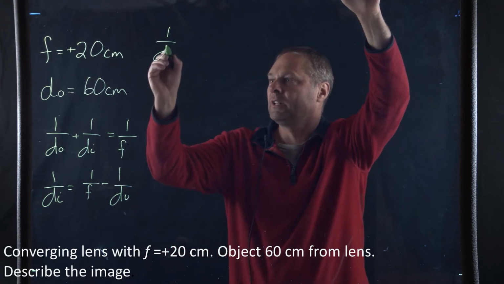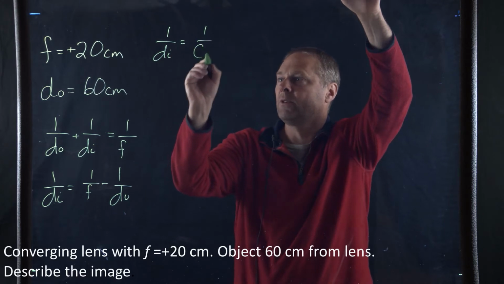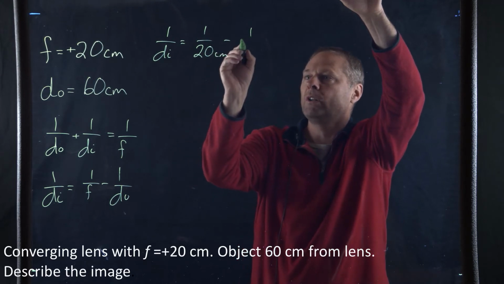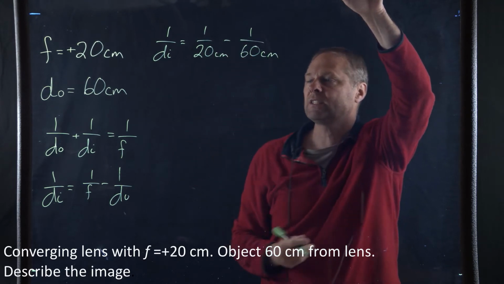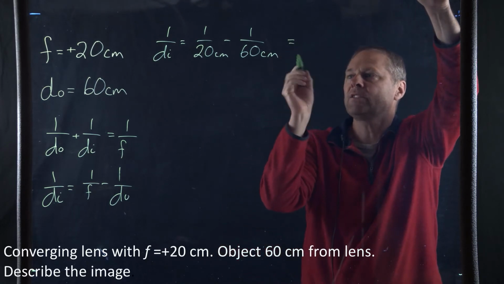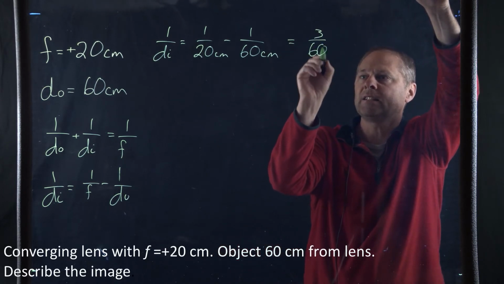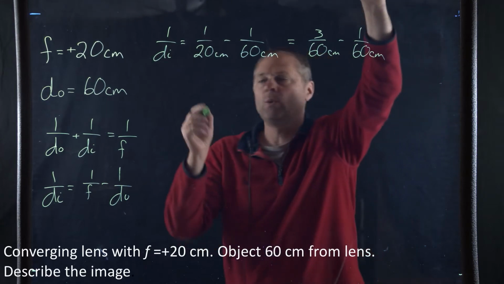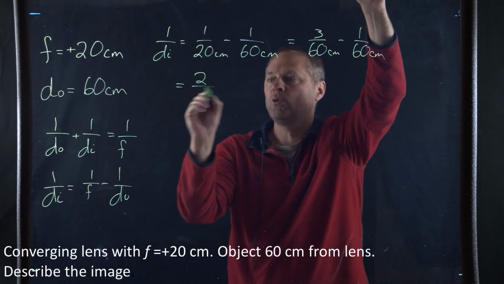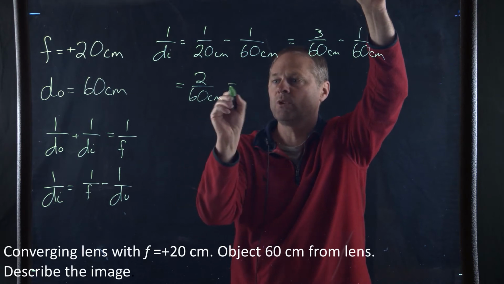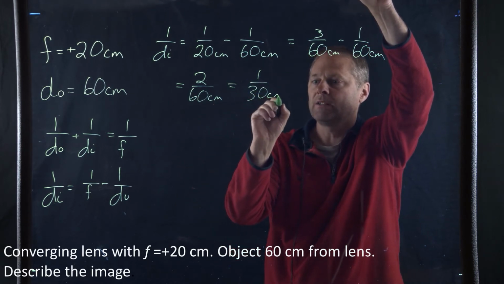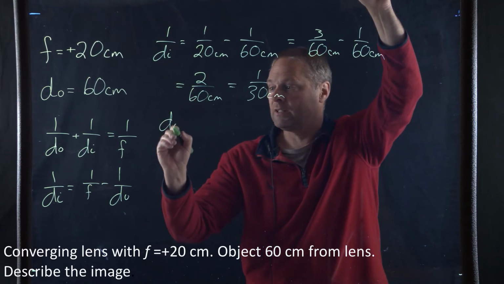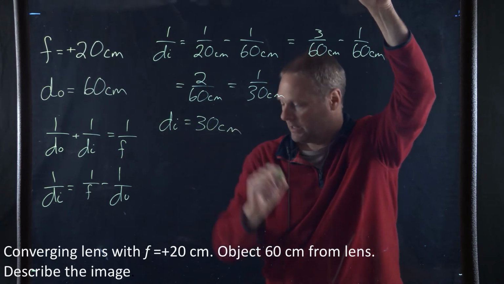So we have 1 over the distance of the image is equal to the inverse of 20 centimeters minus the inverse of 60 centimeters. And this will be equal to 3/60 centimeters minus 1 over 60 centimeters, which is equal to 2 upon 60 centimeters, which is equal to 1 upon 30 centimeters. So that's going to be the inverse of the image. Therefore, the distance of the image is going to be equal to 30 centimeters.